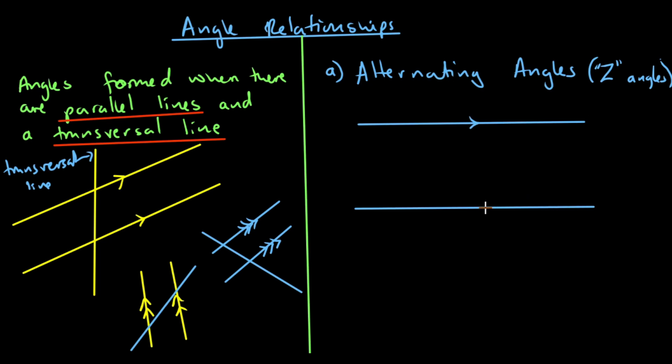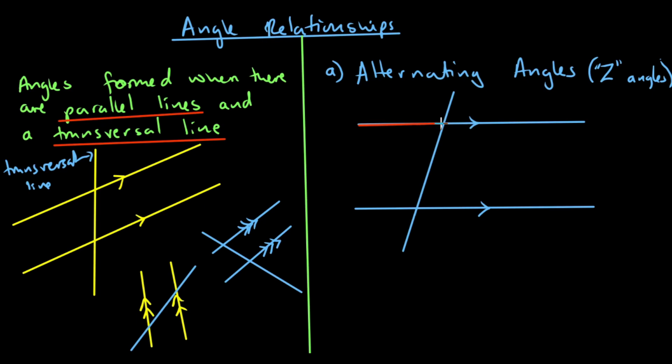How? By the lines, these ones, these arrows. So I have parallel lines like this, and I have a line that is drawn across. What did we say that line is called? That's right, it's called a transversal line. Now, do you see that we have a Z?